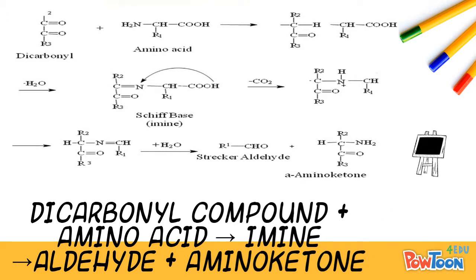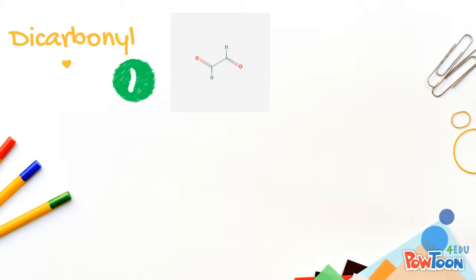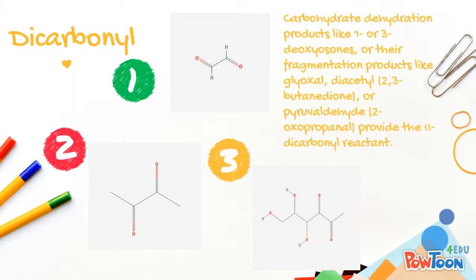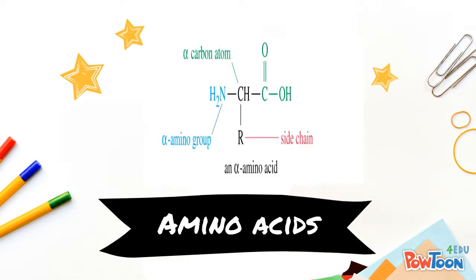Usually, it is a reaction between the free amino acid and carbonyl components derived from the Maillard reaction pathway, and it produces an aldehyde and aminoketone. Therefore, our understanding was based on observed products like carbon dioxide, aldehyde, and so on. Often, carbohydrate dehydration products and their fragmentation products provide the alpha carbonyl reactant. One advantage of using reactive carbonyl components is that it may be possible to produce cooked aroma even at relatively low temperature.